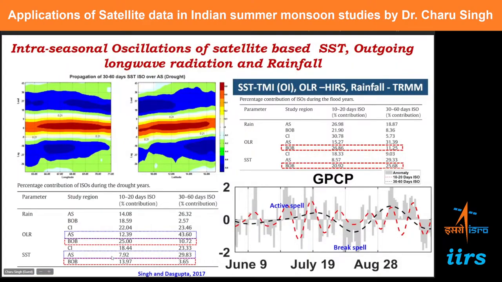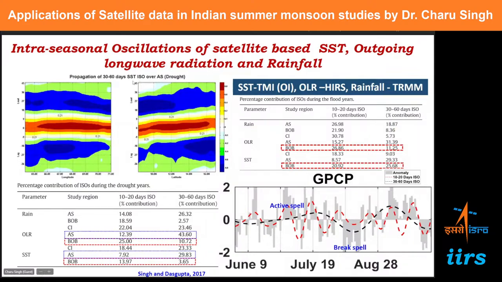Now here is the application of satellite data sets for monitoring such kind of variability which is just shown in the previous slide, that is the intraseasonal variability. Here satellite data sets from various platforms have been used, like sea surface temperature from TMI. TMI is a sensor on TRMM satellite. OLR has been taken from IIRS, and which are the monsoon system parameters, have been used here to monitor the intraseasonal variability of Indian summer monsoon.